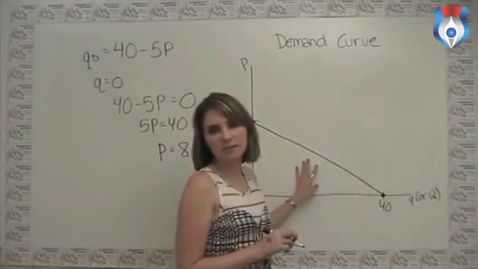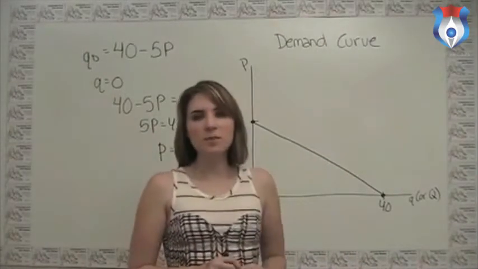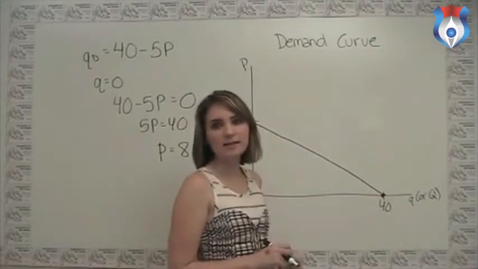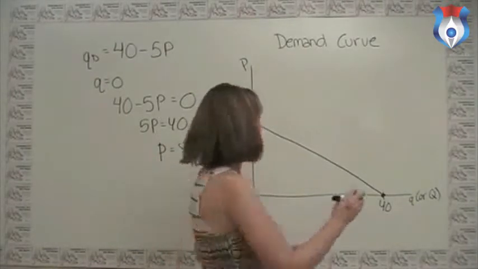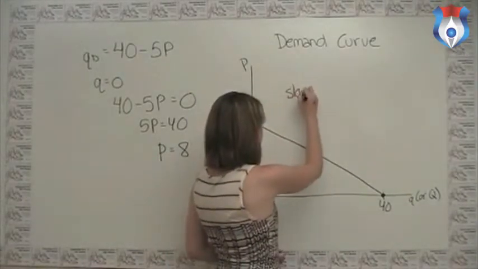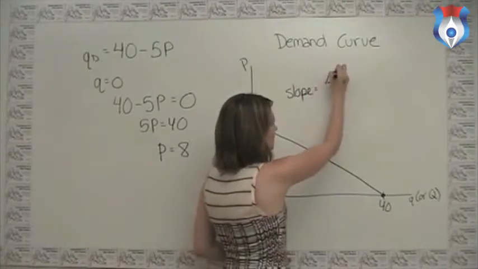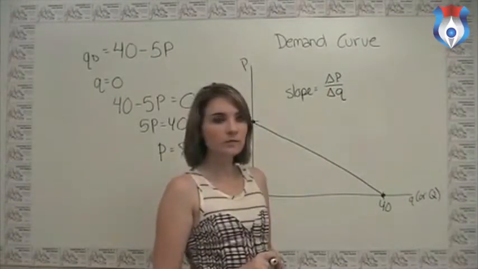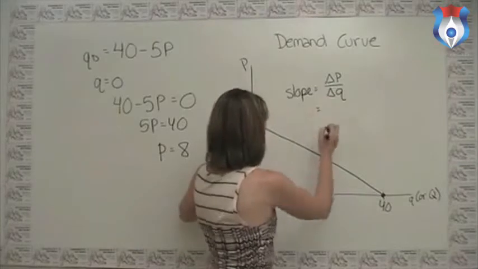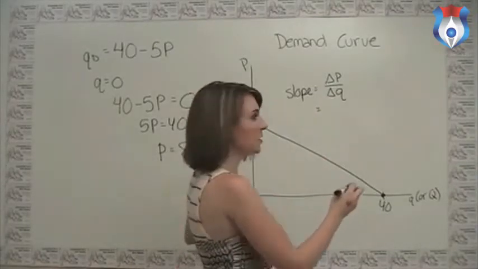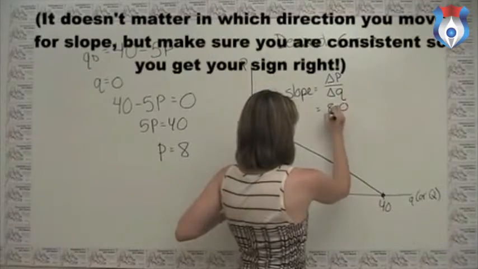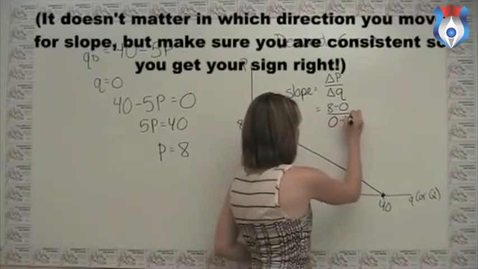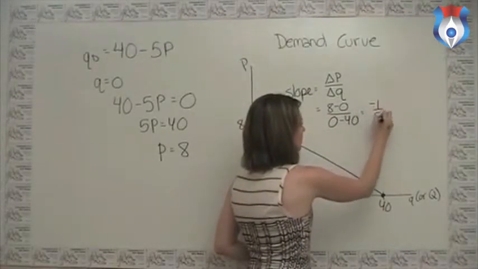Let's think about what the slope of this demand curve is. We say that slope is represented by the change of whatever is on the y-axis divided by the change in whatever is on the x-axis. So in this case, we could say that the slope is equal to the change in p divided by the change in q. Or, say, 8 minus 0 divided by 0 minus 40, which is negative 1/5.